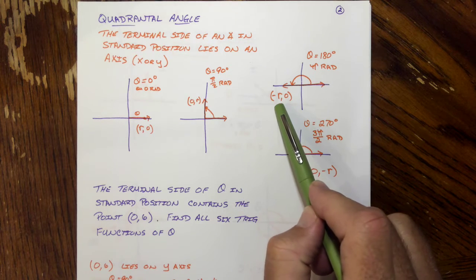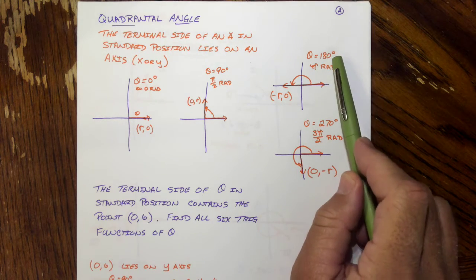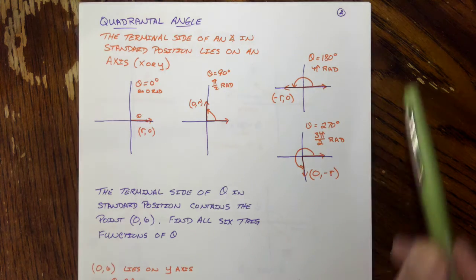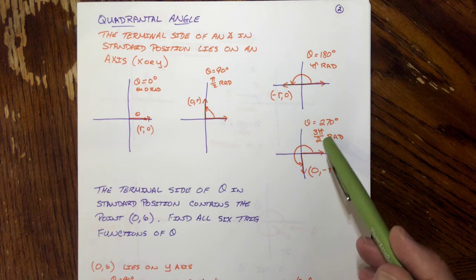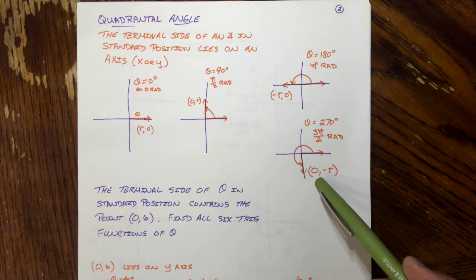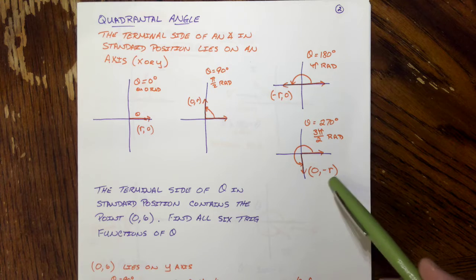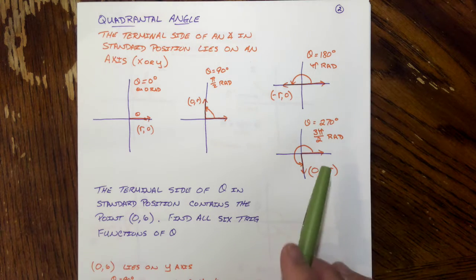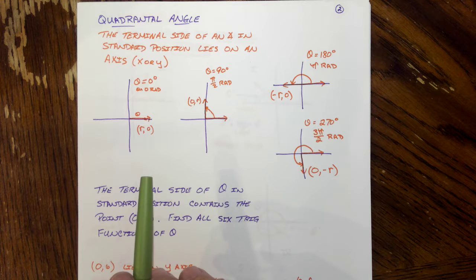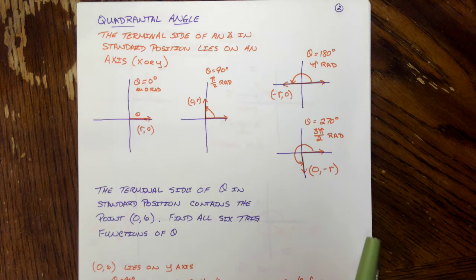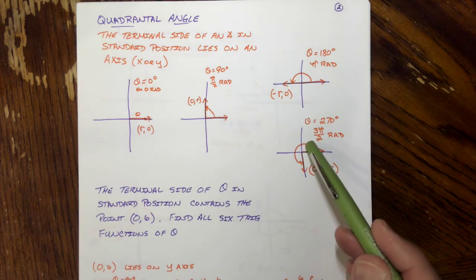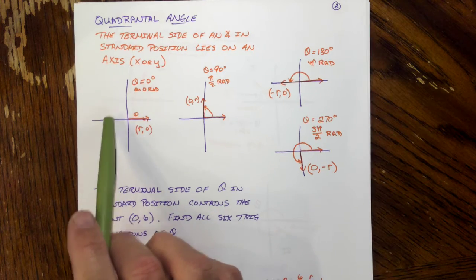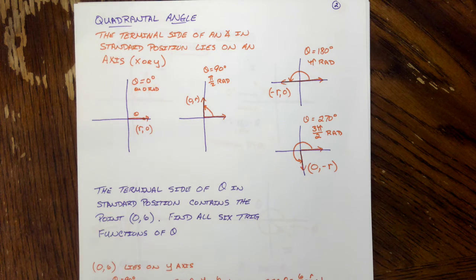Full half circle, (negative r, 0), 180 degrees, pi radians. And if we go here, 270 degrees, 3 pi over 2 radians, and our ordered pair would be (0, negative r). Now the final scenario would be getting a full circle, which then you'd see the difference. Full circle would come all the way around. We'd be back at (r, 0), but we'd be at 360 degrees and then 2 pi radians.